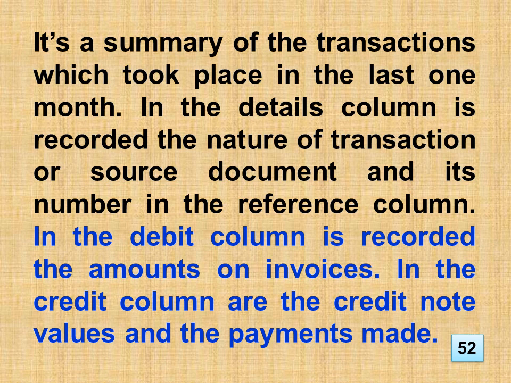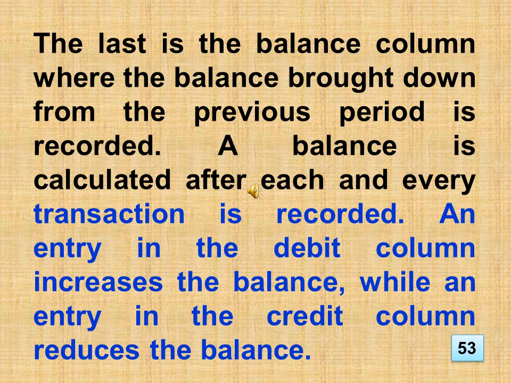In the details column is recorded the nature of transaction or source document and its number in the reference column. In the debit column is recorded the amounts on invoices. In the credit column are the credit note values and the payments made. The last is the balance column, where the balance brought down from the previous period is recorded. A balance is calculated after each and every transaction is recorded. An entry in the debit column increases the balance, while an entry in the credit column reduces the balance.